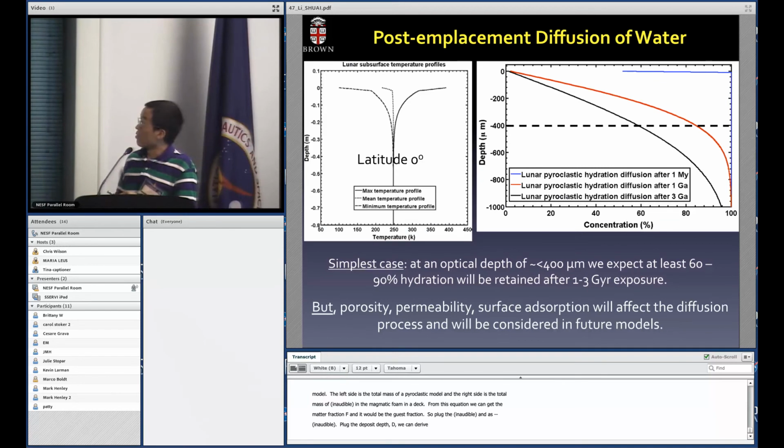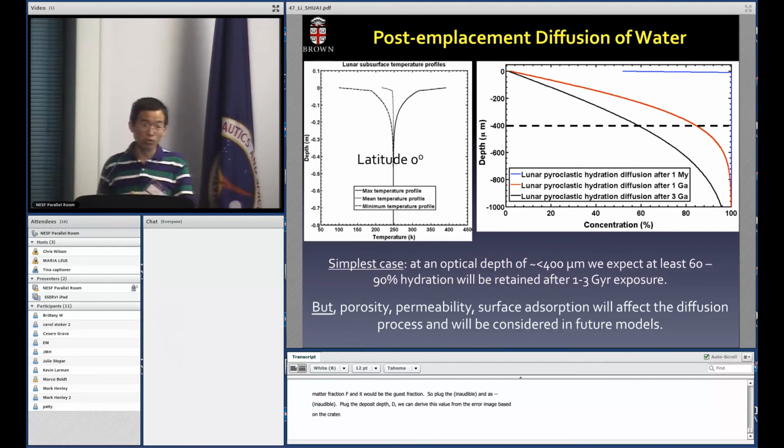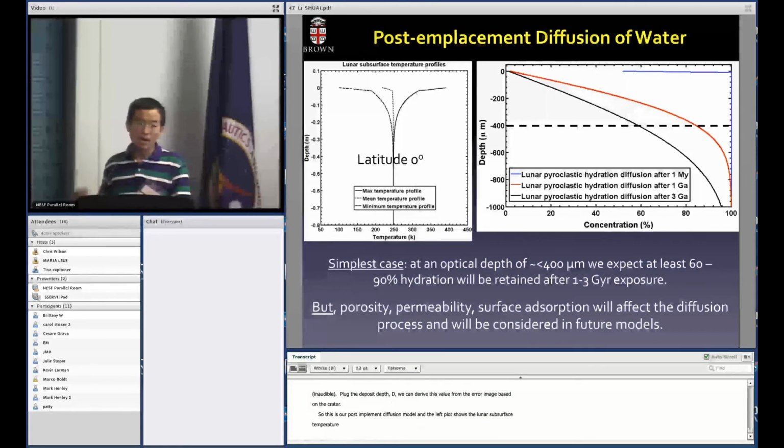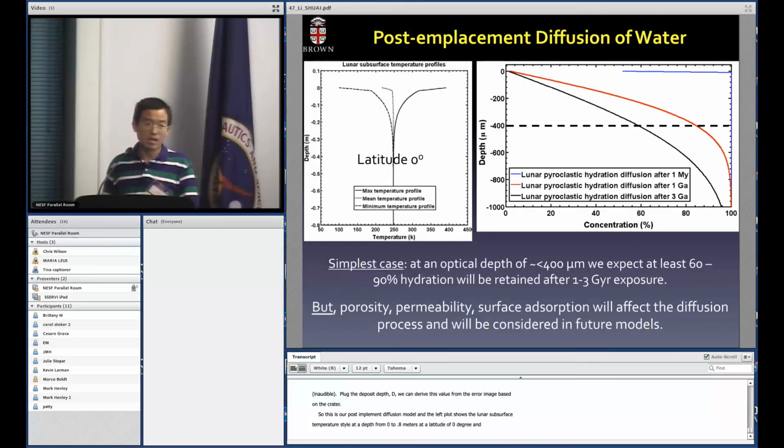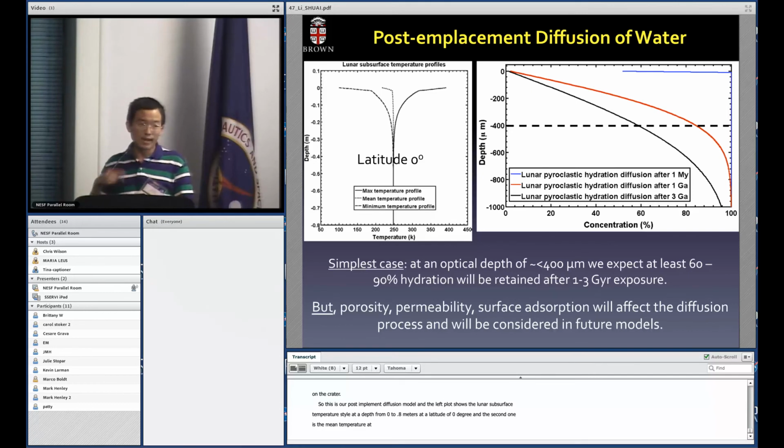So this is our post-emplacement diffusion model for hydration. The left plot shows the lunar subsurface temperature profile at a depth from 0 to 0.8 meters at latitude 0 degrees. The solid line is the maximum temperature at each depth, the dotted line is the mean temperature at each depth, and the dashed line is the minimum temperature at each depth. After we get the temperature data, we can calculate the hydration diffusion coefficient and plug the coefficient into the hydration diffusion model.